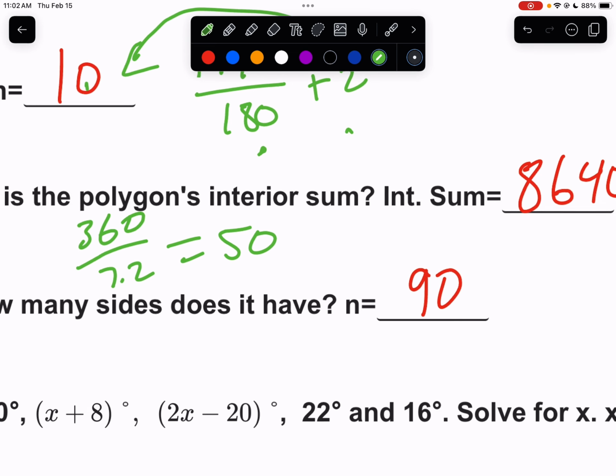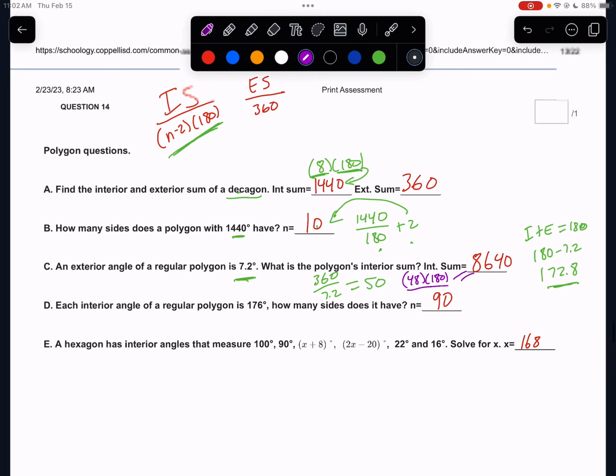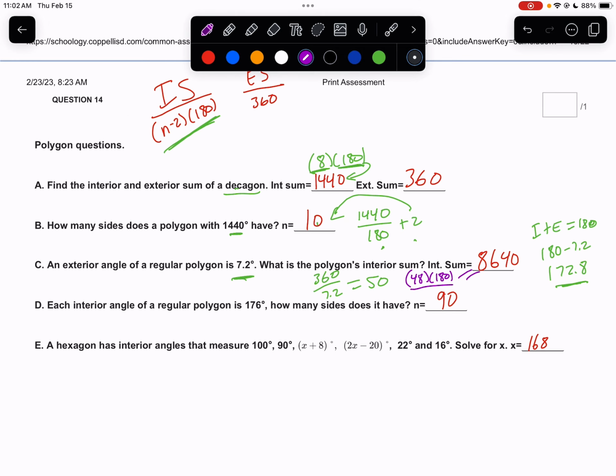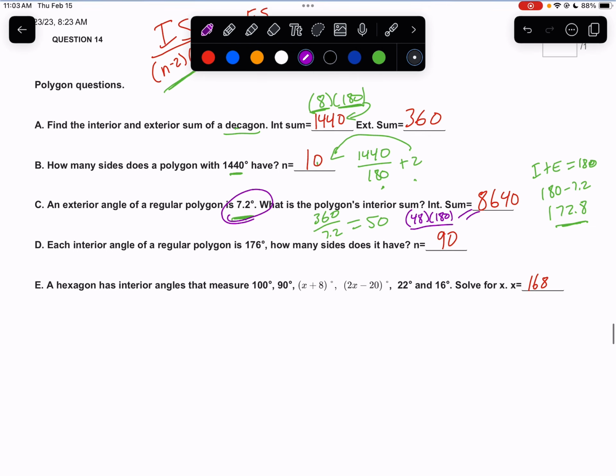Or could I do the formula from before? Could I do 48 times 180? Would that get it done? Yes. Either way, you're getting 8640. But yeah, I should have taken 360 and divided by 7.2. That's how many sides there are, right? If they have to add up to 360, it would take 50 of them.